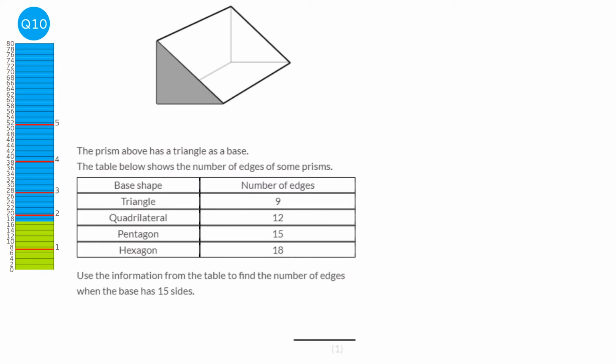So if we just add the amount of sides each of these shapes has, a triangle has 3 sides, quadrilateral 4, pentagon 5, hexagon 6. And notice what's happening with the number of edges. Each time they're multiplied by 3. So all we need to do is get the 15, multiply it by 3, which will be 45. So there will be 45 edges.